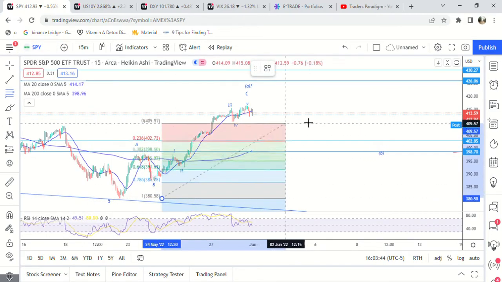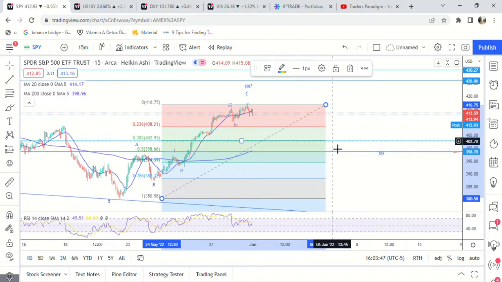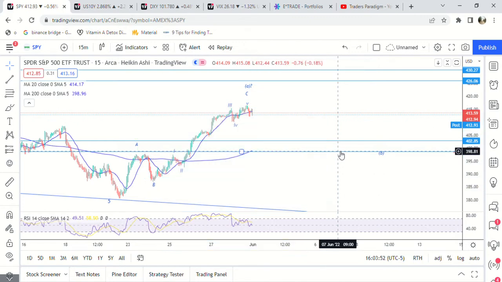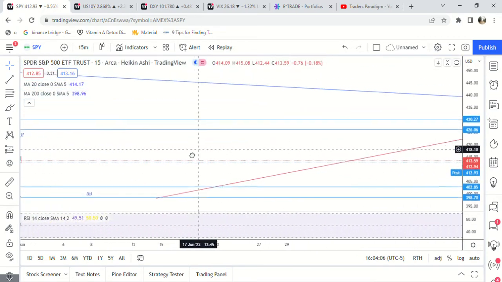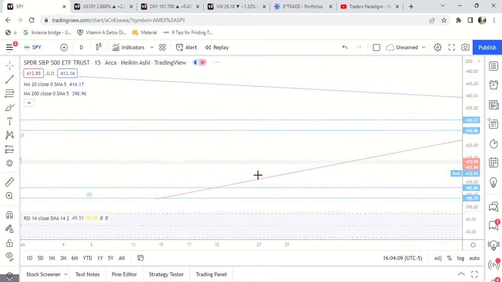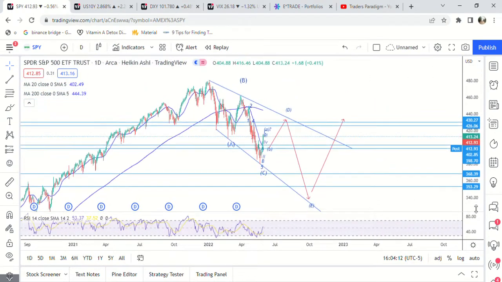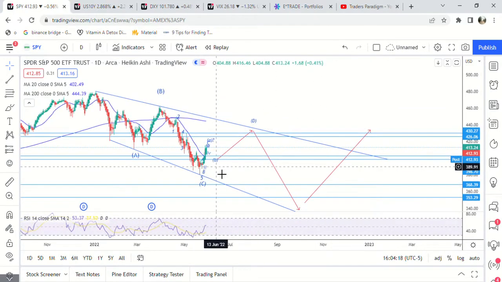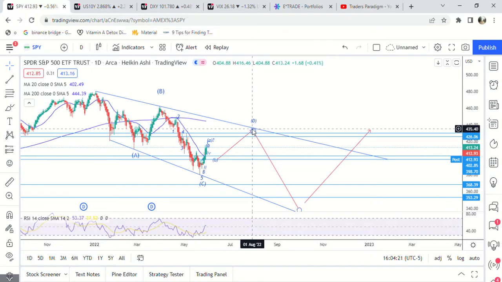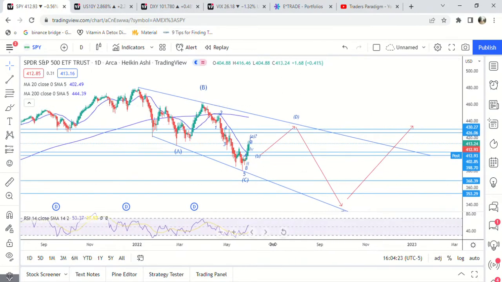The most likely pullback area would be 402.85 all the way to 398.81. So I would look for a B wave into there. And it could take a while. It could take like a week or so, and then after that we'd be looking at this move out here on the daily around August 2nd or so. So A, B, C, D, and I'm looking for August 2nd because how do I get my time frame?